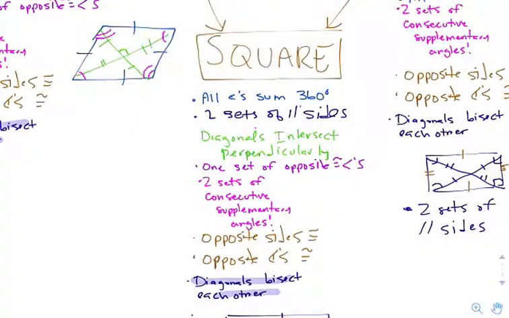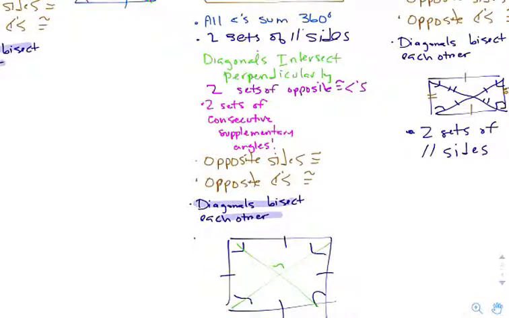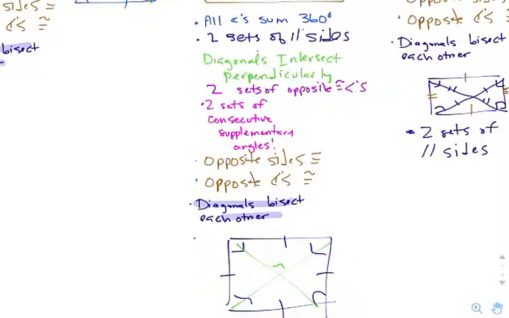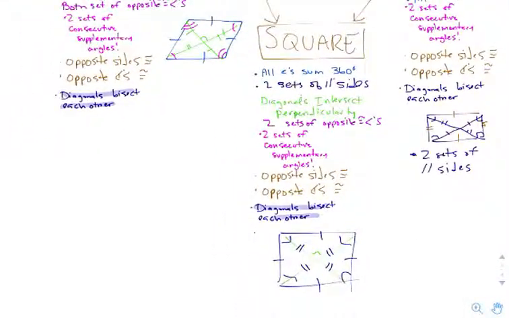Again, I think we can evolve that a little bit, just like we did for rhombus, and let's write both sets, or two sets, of opposite angles are congruent, which makes sense since they're all 90. Two sets of consecutive supplementary angles, again, that makes sense, they're all 90. Opposite sides are congruent, had that covered by definition. Opposite angles are congruent, had that by definition. Diagonals bisect one another, which is also true. And so again, just like with rectangle and rhombus, I can't add anything to the property list. It's already done for me.